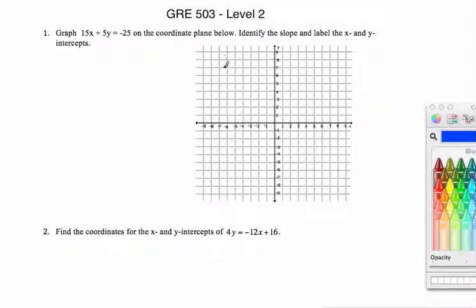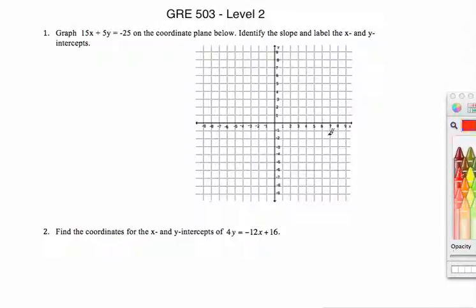Alright, GRE 503 Level 2 is all about matching linear equations to their graphs. So you don't actually have to be able to graph the linear equation itself, but you need to understand the components of linear equations to match it to its graph. So I'm going to show you how to graph, and we're going to talk about the components of the graph as we're graphing them.